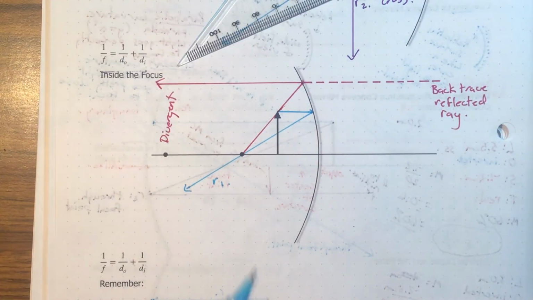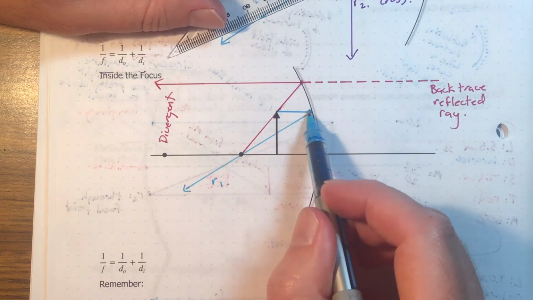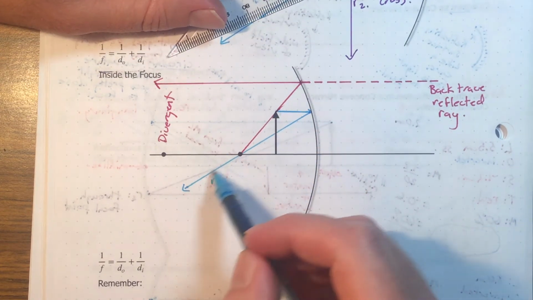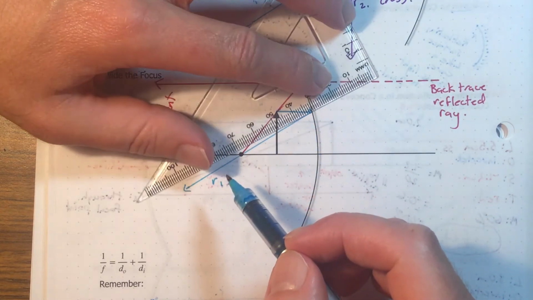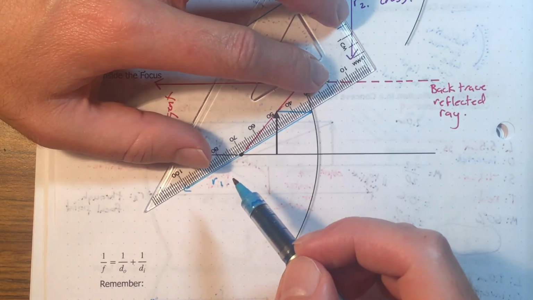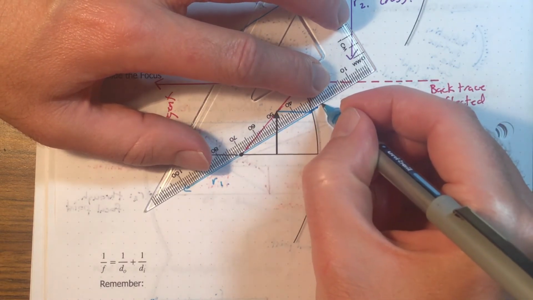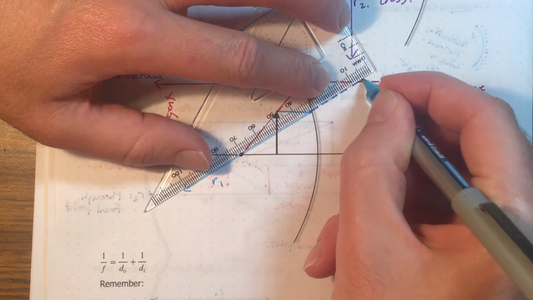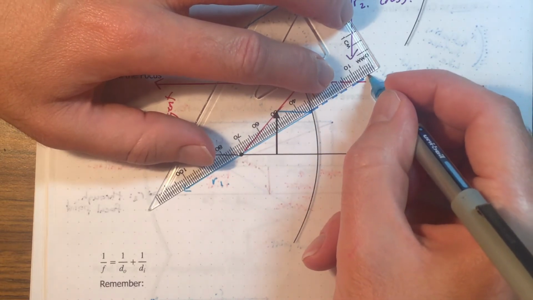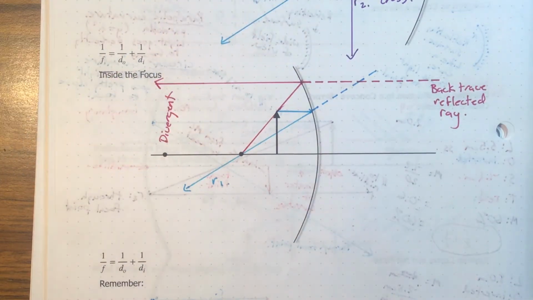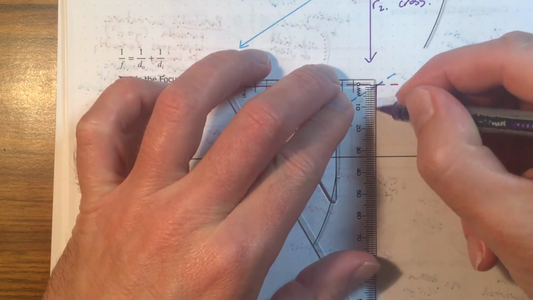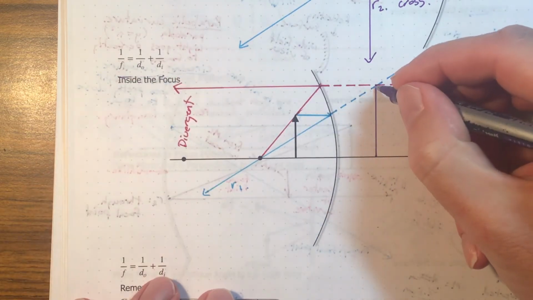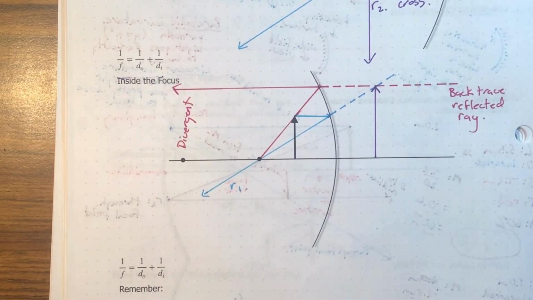Now let's look at the blue one. This was our incident ray. This is our reflected ray. So do we backtrace this one? No. We backtrace our reflected ray. So we line up this guy here, and now we backtrace our reflected ray. And we get the image where they cross. So we're going to get the image right here. Not imaginary, they're called virtual images.